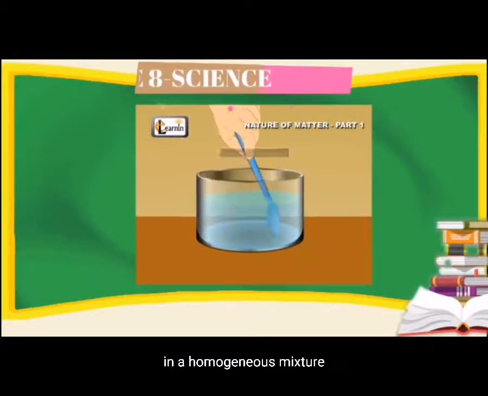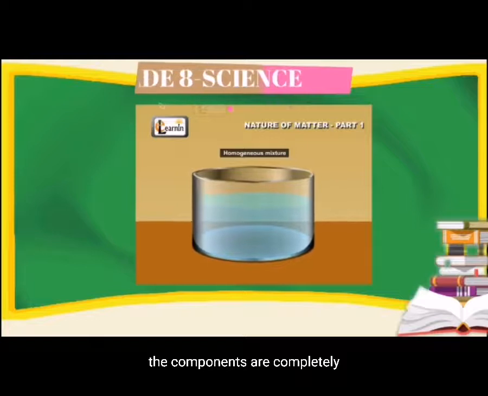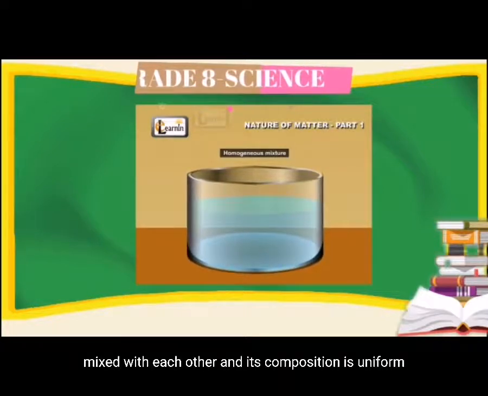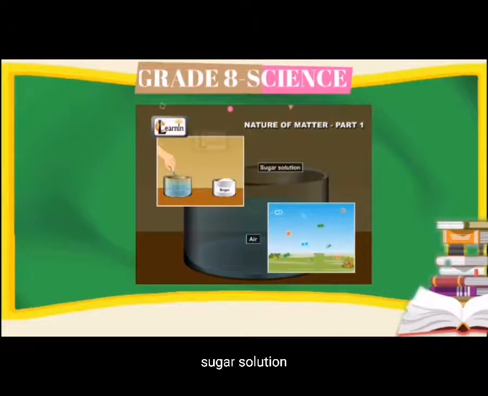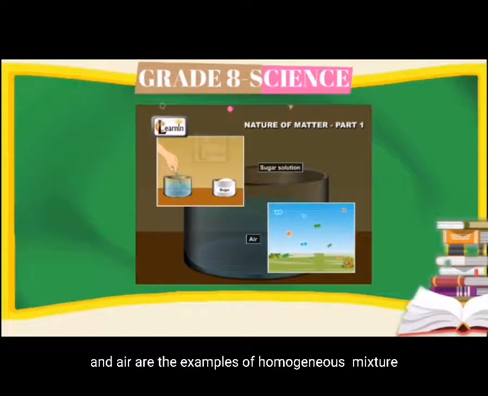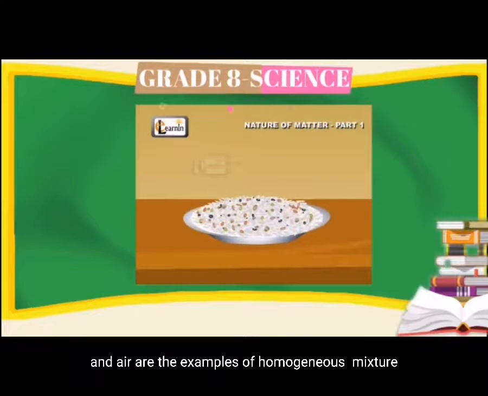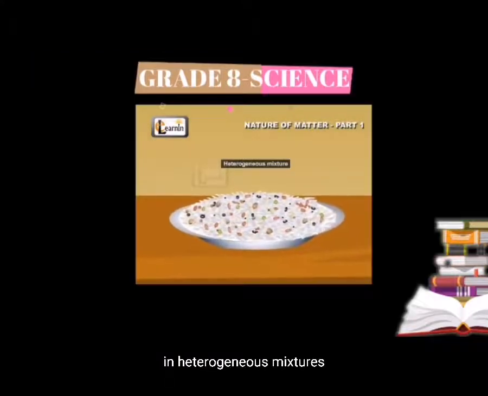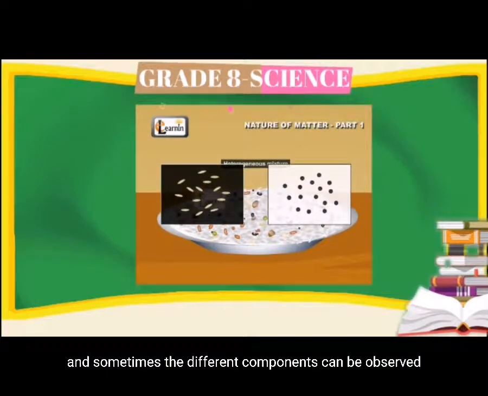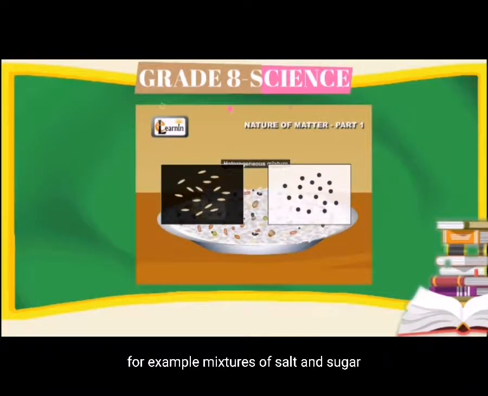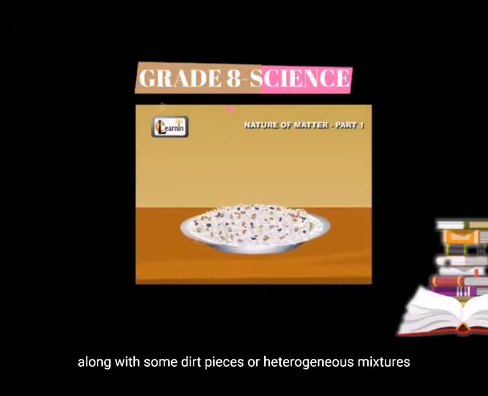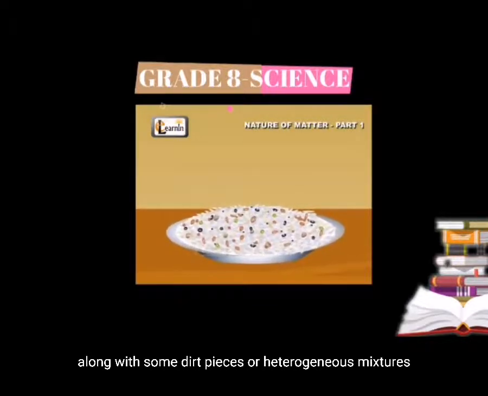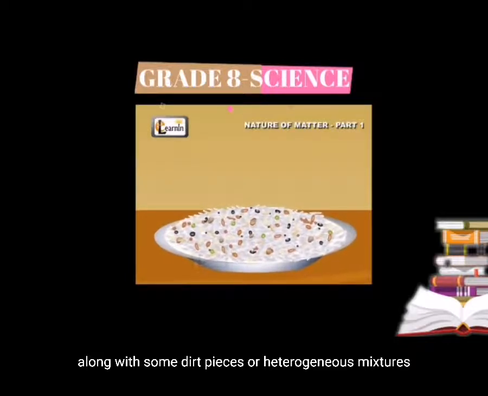In a homogeneous mixture, the components are completely mixed with each other and its composition is uniform throughout. Sugar solution and air are examples of homogeneous mixtures. On the other hand, in a heterogeneous mixture, the composition is not uniform throughout, and sometimes the different components can be observed. For example, mixtures of salt and sugar, or grains of different kinds along with some dirt pieces, are heterogeneous mixtures.